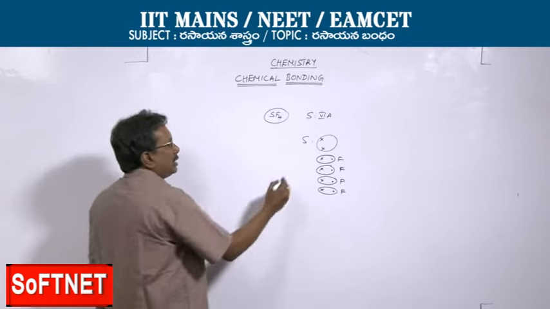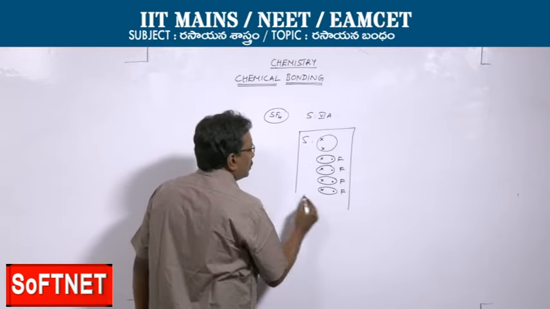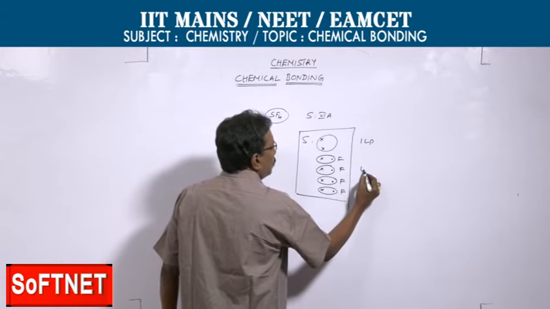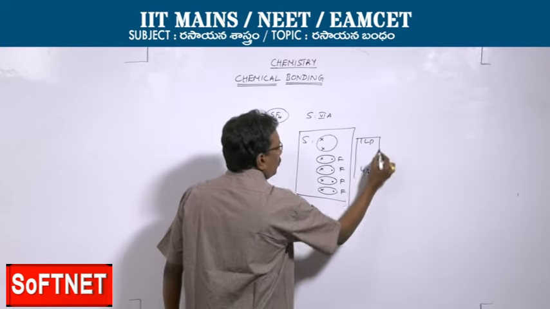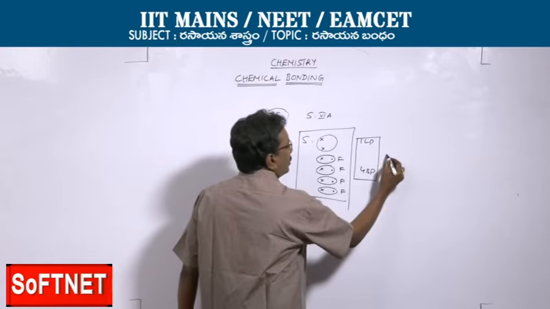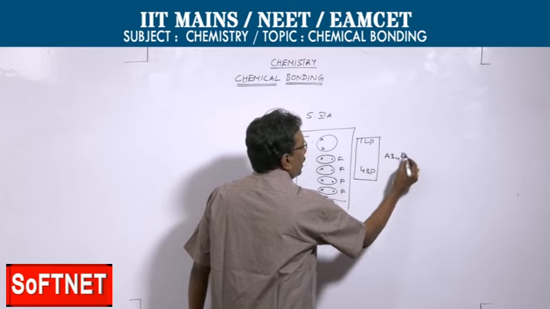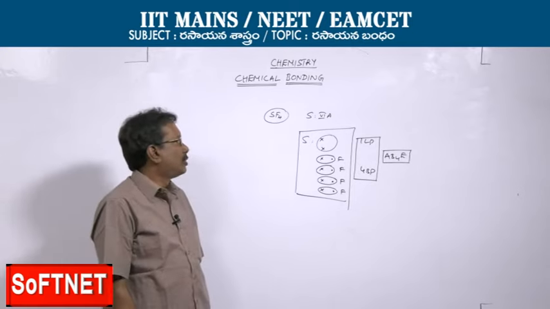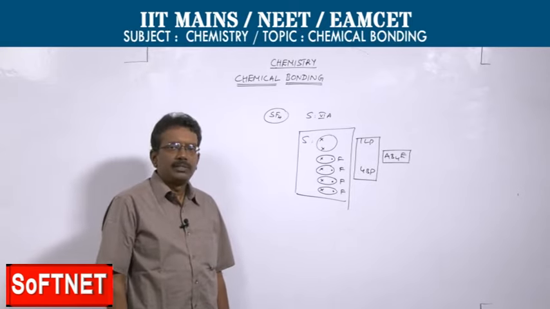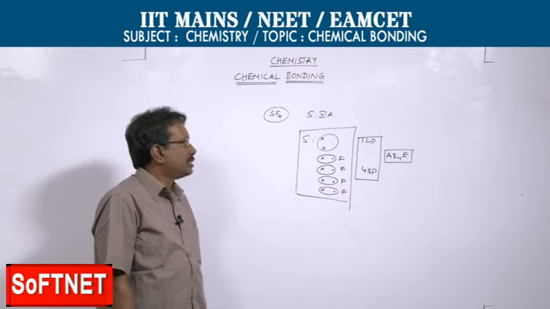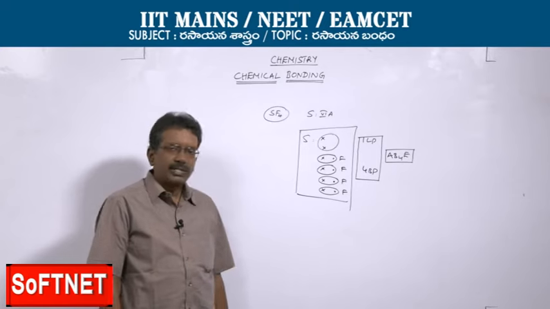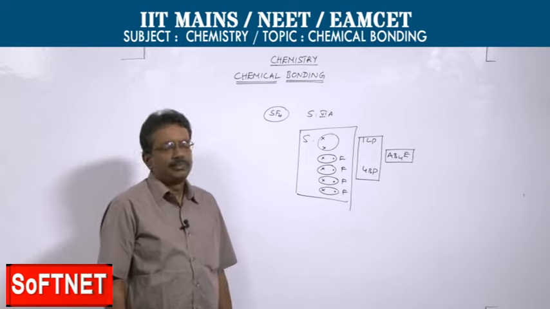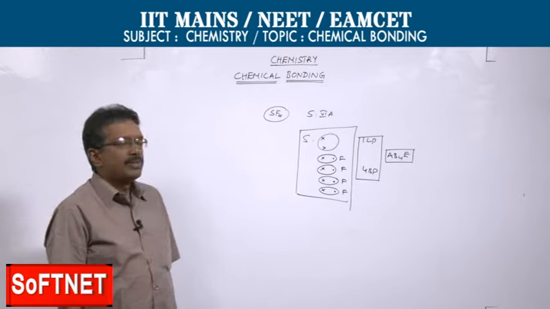So overall, in this SF4 molecule, if you observe, 1 lone pair and 4 bond pairs are available. So 1 lone pair and 4 bond pairs means this is called AB4E type. If this is AB4E type SF4, then what is the structure of this molecule? The molecular shape is seesaw structure, also called distorted tetrahedron, or folded square type, but popularly called seesaw molecular structure for SF4.